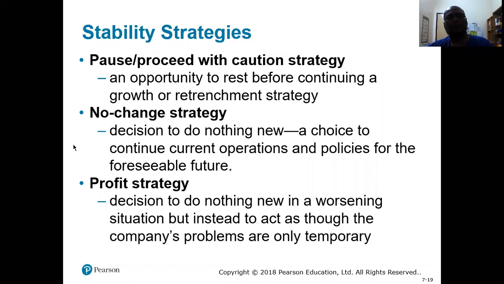Lastly, the profit strategy. Just as I said earlier, it is a decision again to do nothing new in a worsening situation, but instead to act as though the company's problems are only temporary. What does it mean? It means that they are just selling whatever product they are selling right now. They are not doing any innovation, because even though the sales are not growing anymore, the product has its own market and its own buyers. So these people still keep on buying this model, this product. They are happy to continue that way.